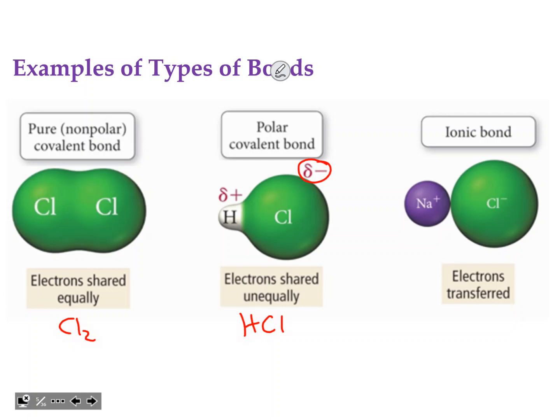This is a lowercase delta, you know, from the Greek alphabet. When you have that little symbol in front of the charge, it means it's a partial charge. And over here, partial positive for the hydrogen, okay?